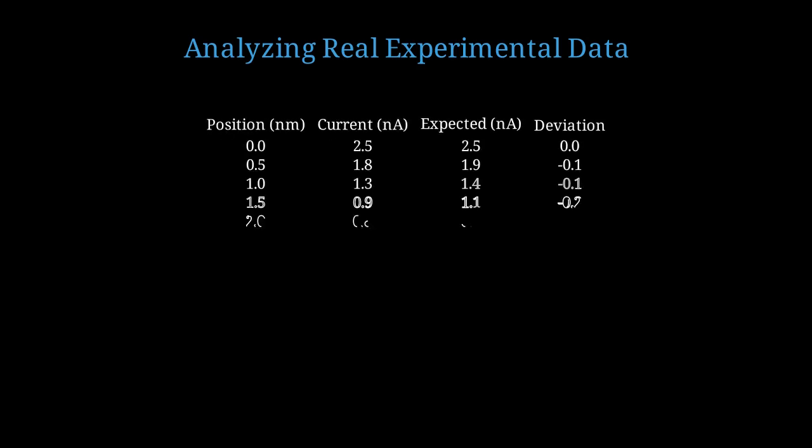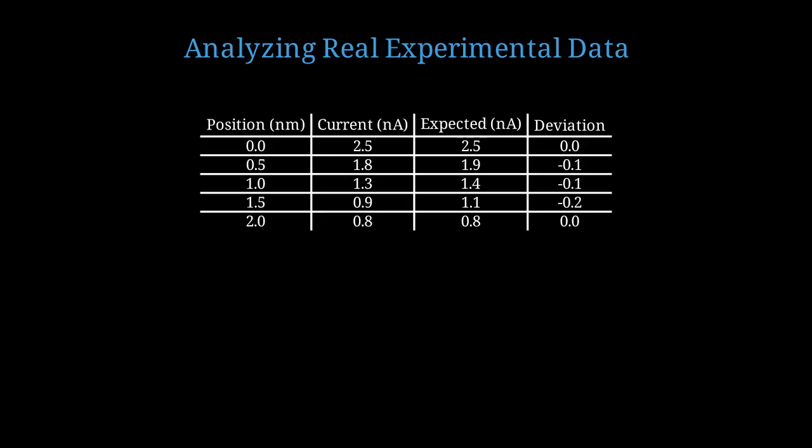Let's look at a real data analysis scenario. Suppose we scan across a silicon surface and measure the following current values at different positions. Here's our data table. We have position, measured current, expected current from our model, and the deviation. Notice that at position 1.5 nanometers, we have a significant negative deviation.